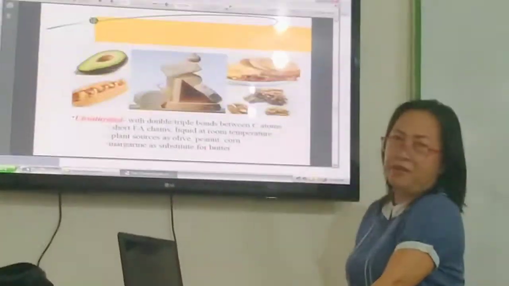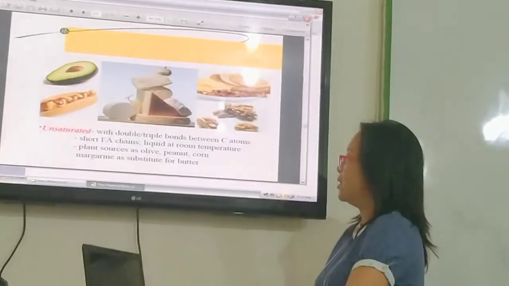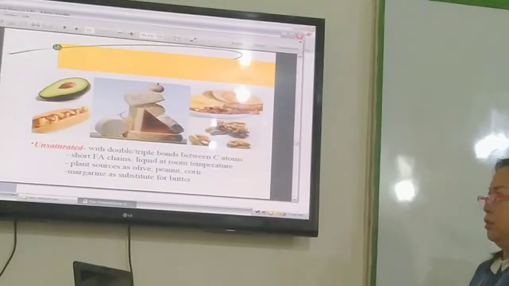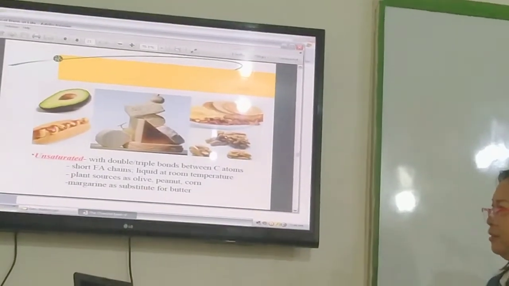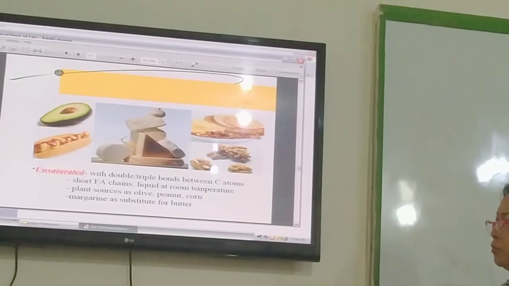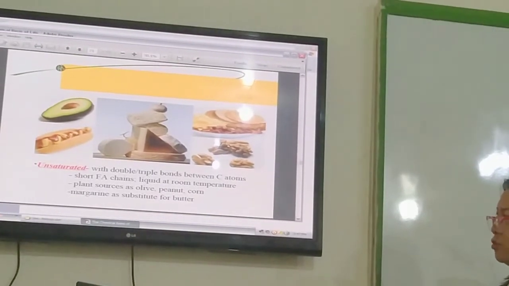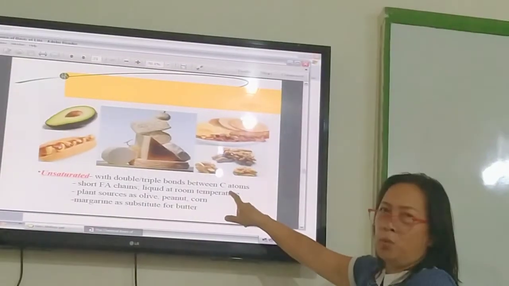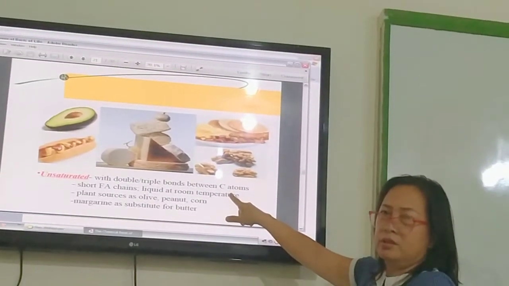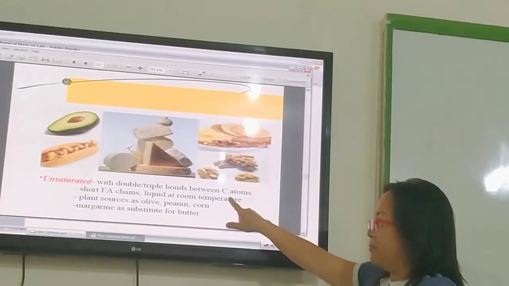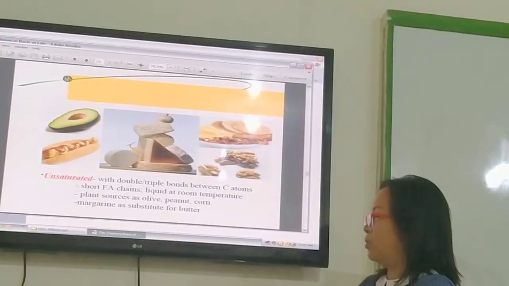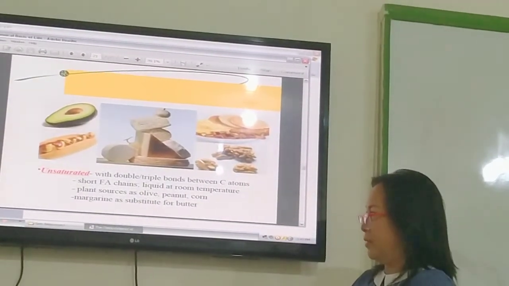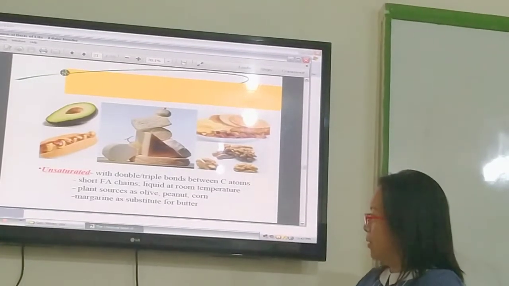Now we have a very good fat. We call this the unsaturated fatty acids. It is made up of double or triple bonds. Now it's made up of short fatty acid chains. And why is it a good fat? Because this is liquid at room temperature. So, for example, plant sources like olive, peanut, corn oils, and other oils.